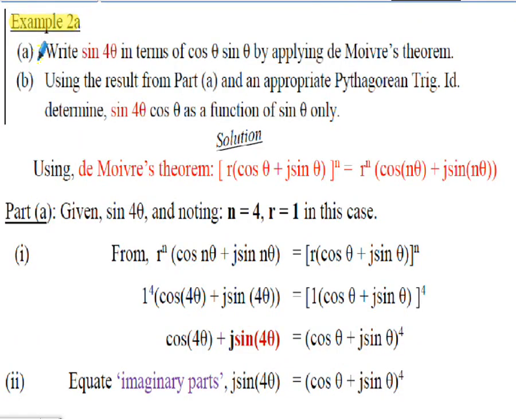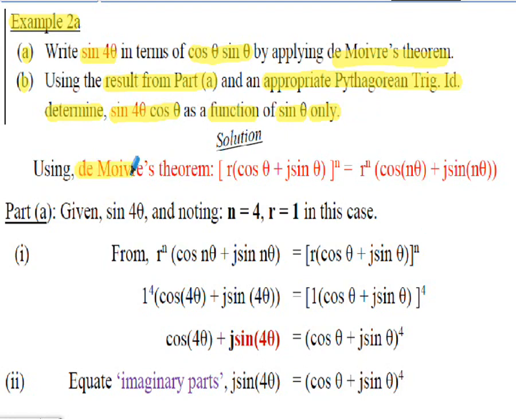Example 2a. In part A, we're asked to write sine 4 theta in terms of cos theta and sine theta by applying de Moivre's theorem. In part B, using the result from part A and an appropriate Pythagorean trig identity that we must choose, we've got to determine the trigonometric identity for sine 4 theta multiplied by cos theta as a function of sine theta only in this case.